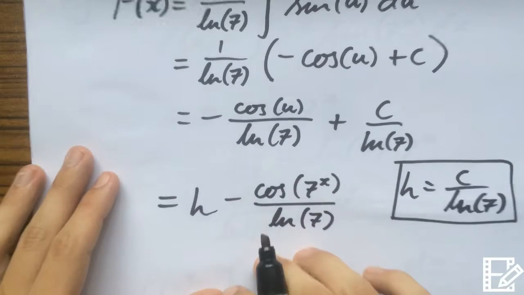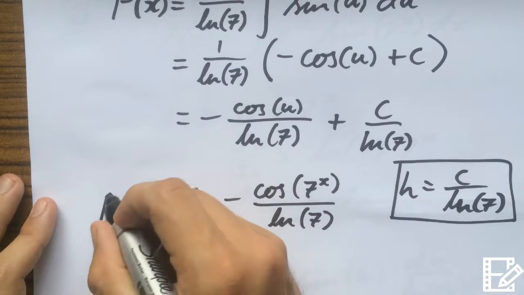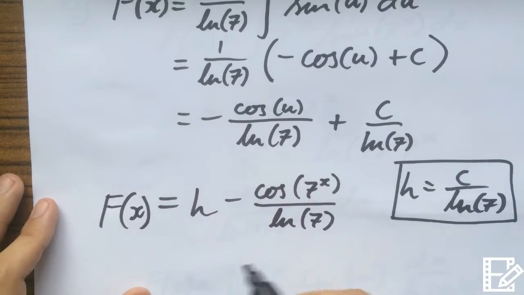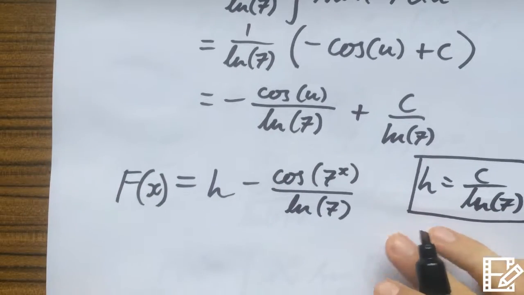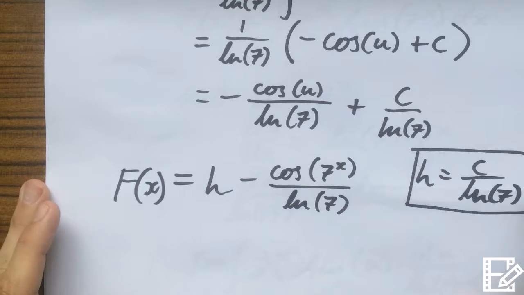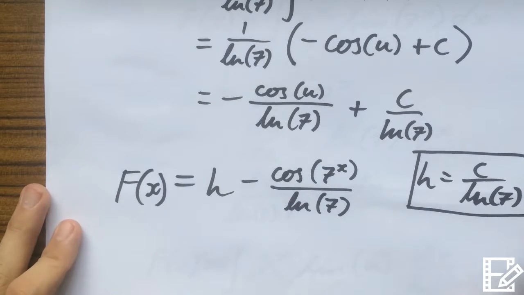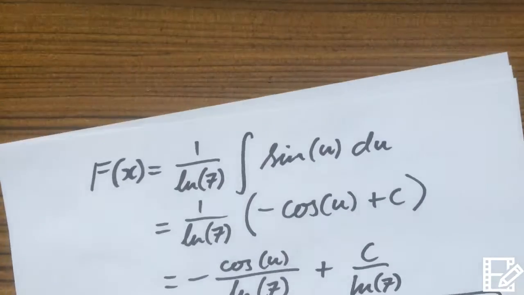Okay? That's the first example done, and that is the integral of 7 to the power of x multiplied by sine 7 to the power of x. Okay, now let's do another example.